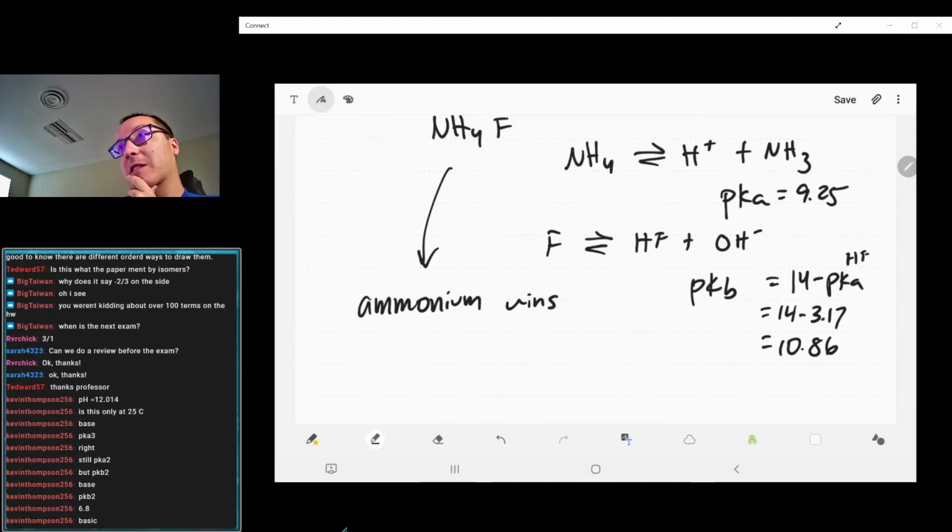So the ammonium is going to win out over the fluoride ion here. And so we're going to see that this salt is most likely to create an acidic solution.